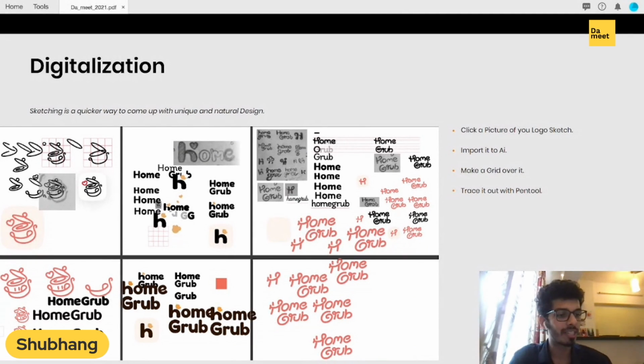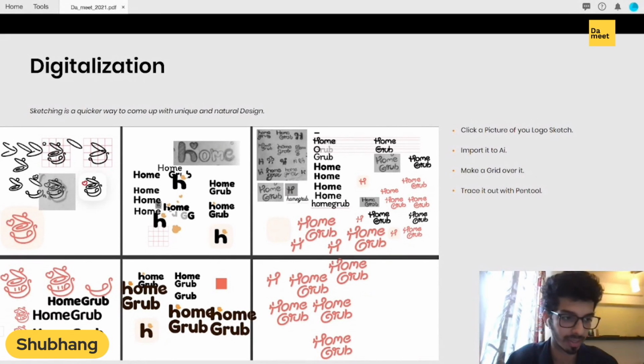A quick question over here would be, why not Photoshop? I only know Photoshop. Can I make logos on Photoshop? Yes, you can, but I would suggest against it because here's a quick differentiation between Illustrator and Photoshop. Photoshop will help you design things in raster graphics, and Illustrator will help you design things in vector graphics. Now, what is the difference between both of these things? There is a vast difference.